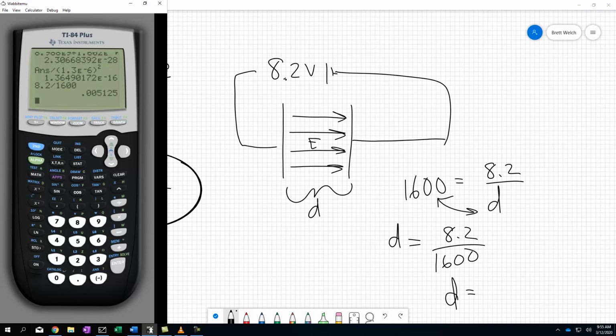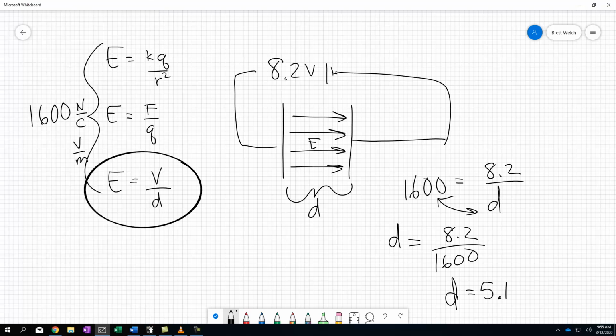So for the sake of just units, I'm going to go to 5.1 millimeters. If you write 0.0051 meters, it's not wrong. When it's a nice thing like millimeters or centimeters, I like to move it. Not a requirement.